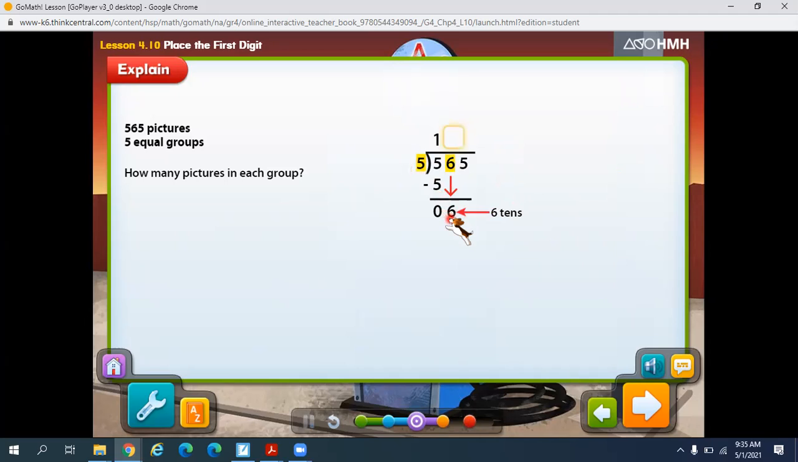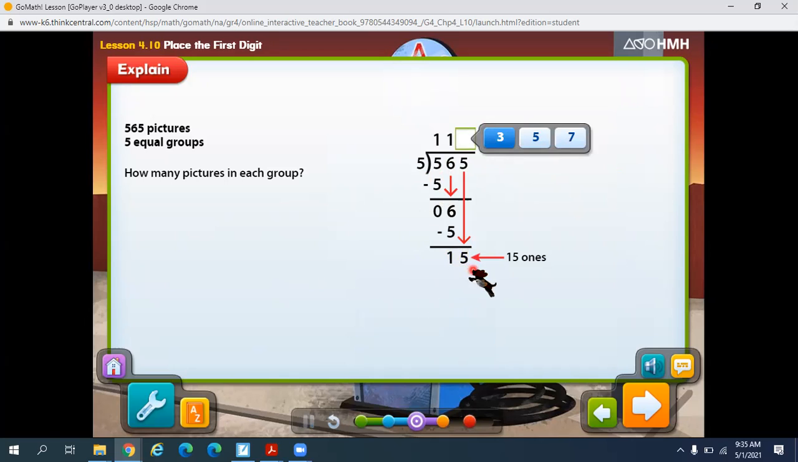Five goes into 6 how many times? One time. Five goes into 15, how many times? 5, 10, 15, 3 times. So 3 is your quotient number. Zero.